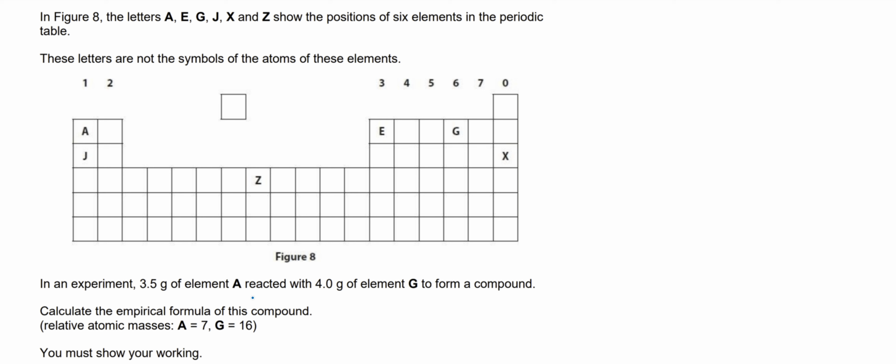So looking at the important bits of information in the question, 3.5 grams of A, 4 grams of G. So you only have 2 elements in this compound. So you start off again by working out the ratios. So A to G. And instead of percentages, which we had in the previous question, we now have masses. But it's exactly the same way to calculate the empirical formula. So A was 3.5 grams to G, which is 4 grams.